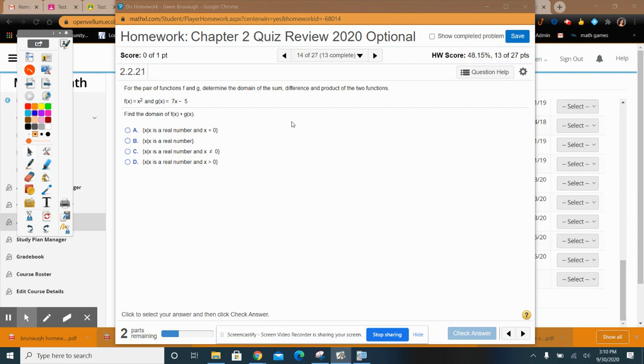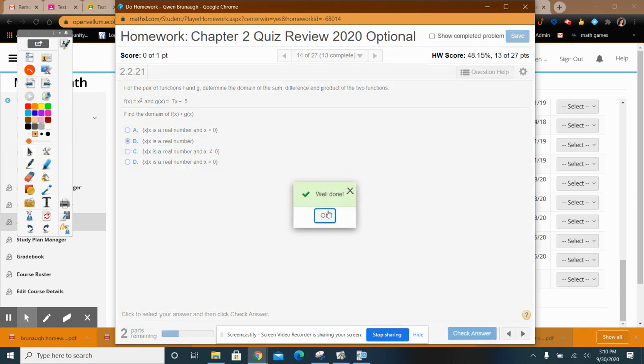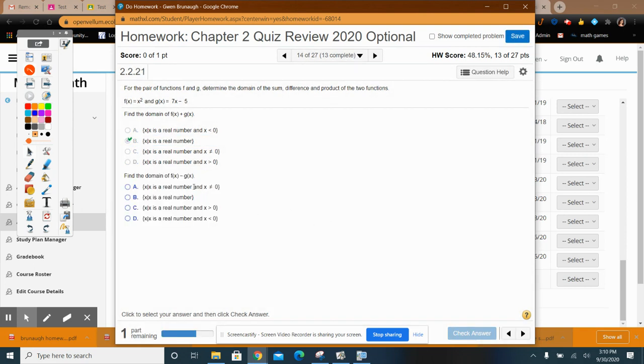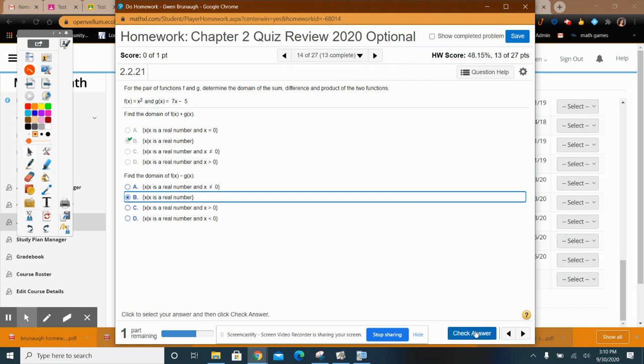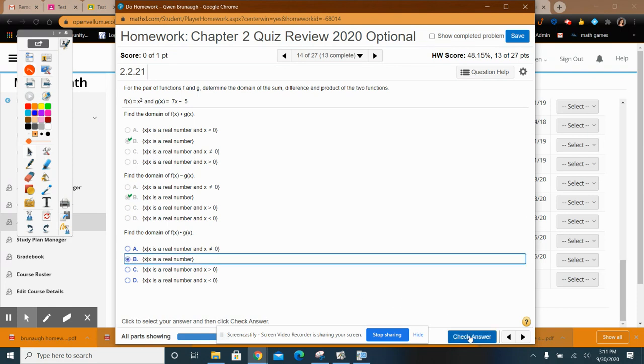For the pair of functions, we're going to figure out the domain of the sum, difference, and product. So we have x squared, and we have 7x plus 5, a parabola and a line. There's no risk here. So when you add them, you're not creating a risk. It's still a real number. When you subtract them, you're not creating a risk. So it's still a real number. And when you multiply them, you're not creating a risk. So that's also a real number.